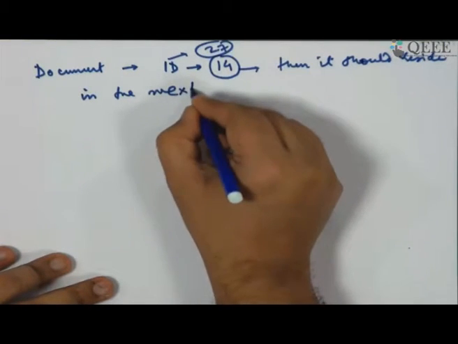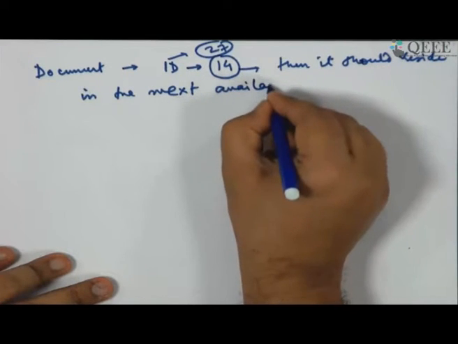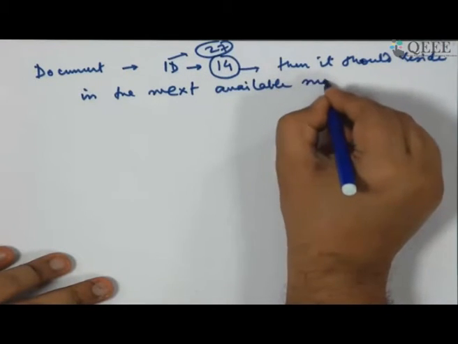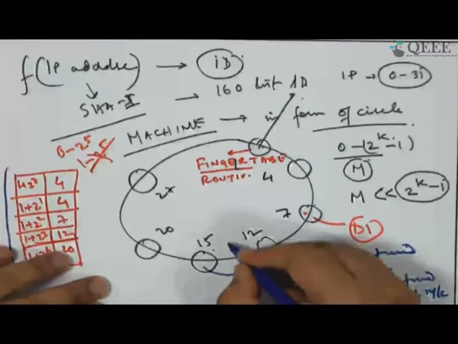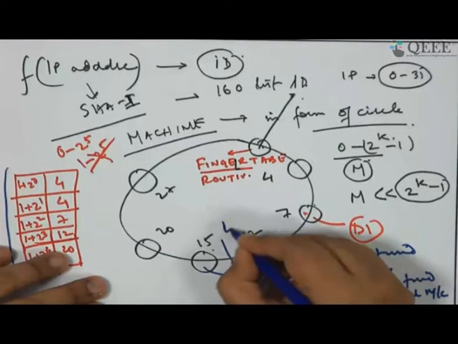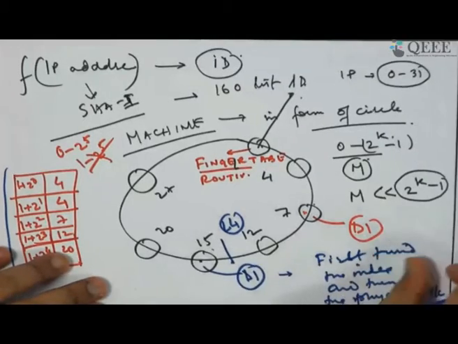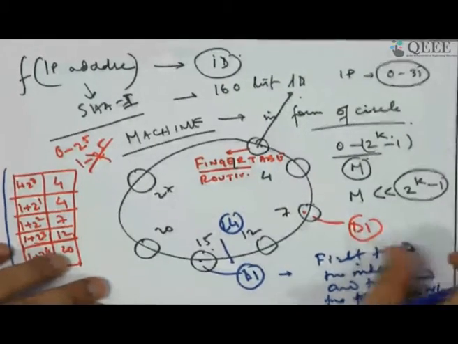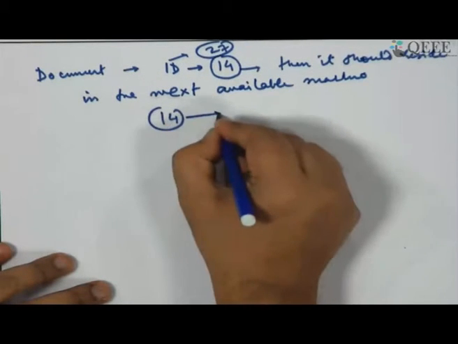next available machine. Okay. So what is the next available machine here? If you go back here, it is 14, the ID is 14, so the next available is 15. So it should reside at 15. Okay. So the ID 14 should reside at 15.